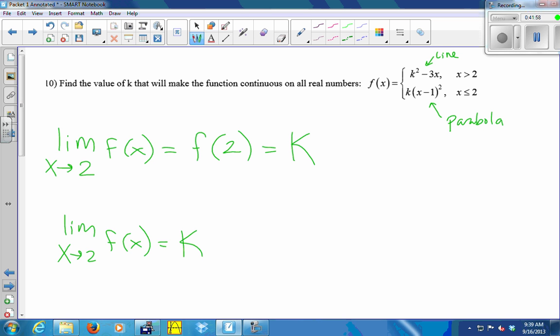So when I approach from the left, I'm going to be approaching along this parabola. And that one's going to be fine because I know that at the value it's 2, and I know that parabolas are continuous, so that way is fine. When I approach from the right, I need my line to approach k as x approaches 2. So how can I make sure that that happens?